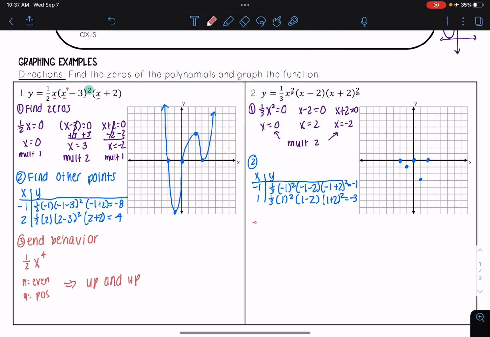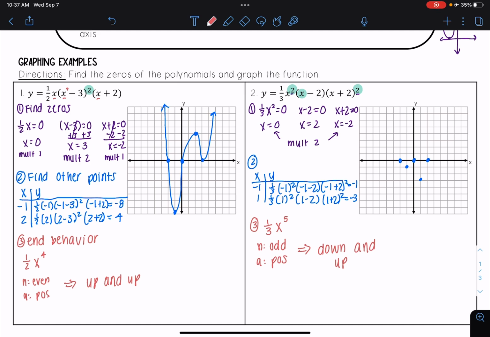Now I need to figure out my end behavior. Well, I see I have a 1/3 out in front. And now I need to figure out what my power of x is going to be. Well, I have a squared, and I have a squared, so that has 4 x's, and then I have one more. So this is going to be x to the 5th power. So here my n is odd, my power is odd, my a is positive, so that means that this one is going to be down and up. So I'm going to start down.